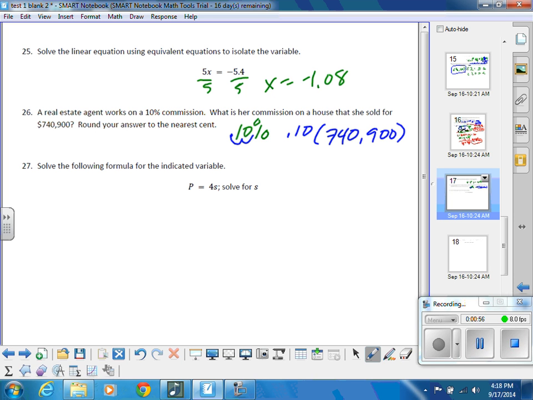Pop that in the calculator, and it's $74,090. Nice chunk of change off that sale there. It doesn't have to round because it's already a whole amount.